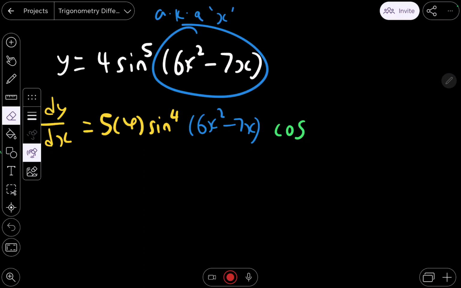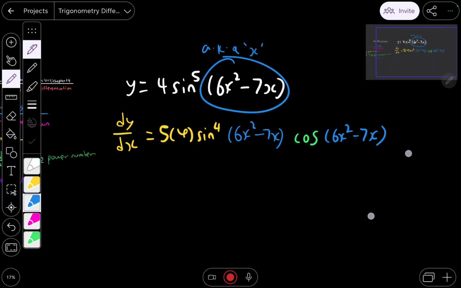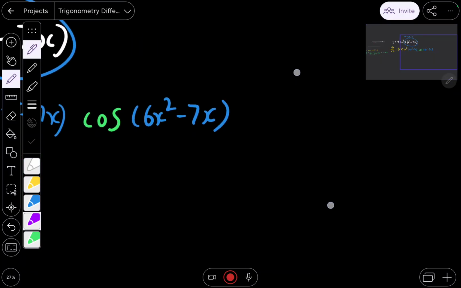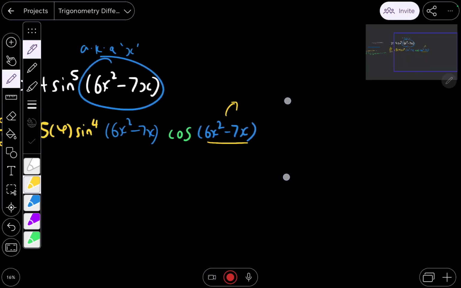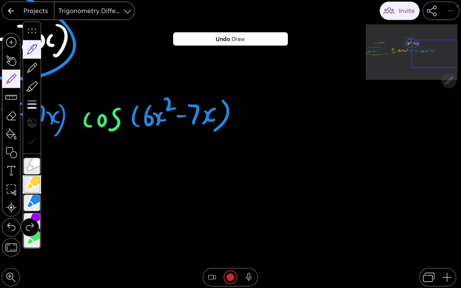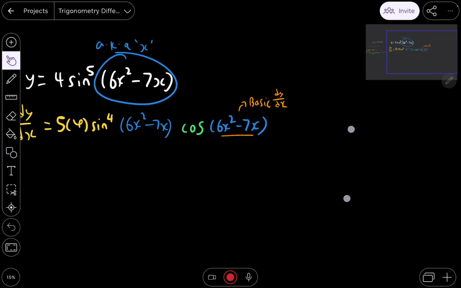So when I ignore the power number, I will copy and paste aka my x, which is 6x squared minus 7x. And now I will do step 4, which is to differentiate the inside bracket. This one over here is what? Basic, chain, product, quotient. Which one is it? It is a basic differentiation. Okay, you get it? I write it in orange. This is basic. So remember how to do basic differentiation? Power number come down, and then power number minus 1.